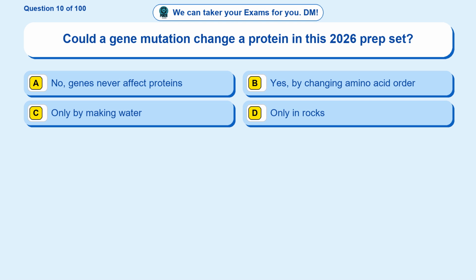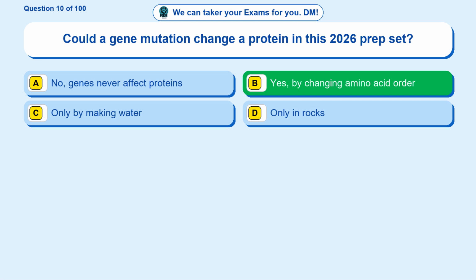Question 10. Could a gene mutation change a protein in this 2026 prep set? Option A, no, genes never affect proteins. Option B, yes, by changing amino acid order. Option C, only by making water. Option D, only in rocks. The correct answer is option B. Yes, by changing amino acid order.